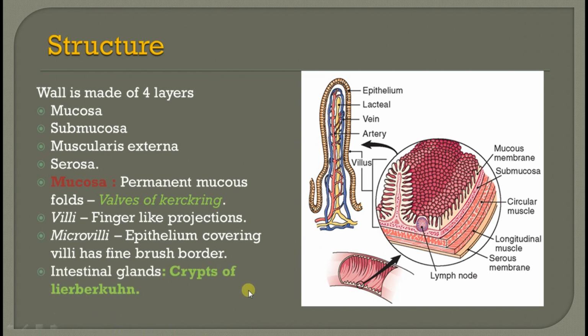Then you also see intestinal glands, which are called the crypts of Lieberkühn. The crypts of Lieberkühn open into the base of the mucosa, where they pour their secretions. Then you also come across solitary lymphatic follicles or groups of lymphatic follicles. In the jejunum they are solitary lymphatic follicles. In the ileum they are present as groups, which are called the Peyer's patches.